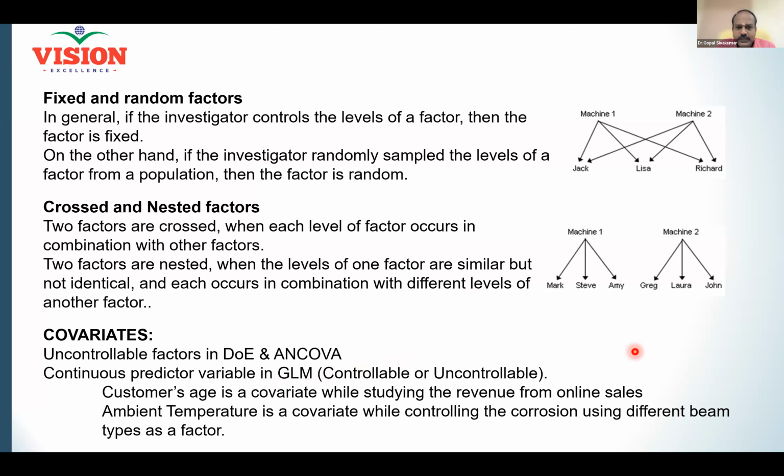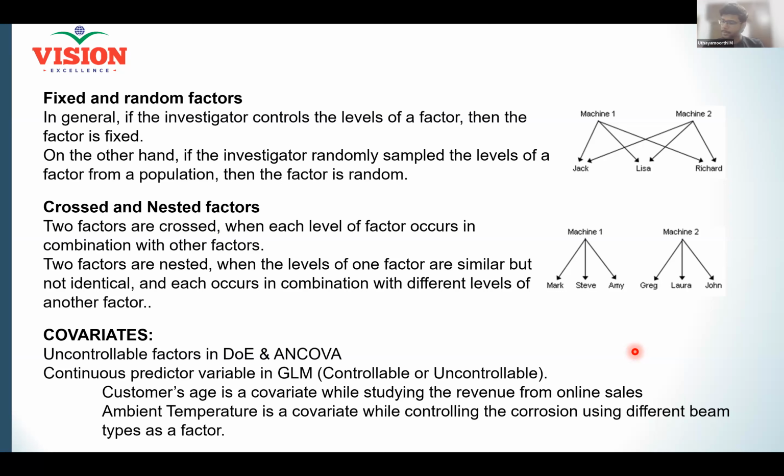Sometimes what we do is we include the value of the covariates while performing the experiment. But sometimes we just don't include them. If you don't include them, then they are simply considered noise factors. Whatever effect we are not able to understand, we will call it noise effect.